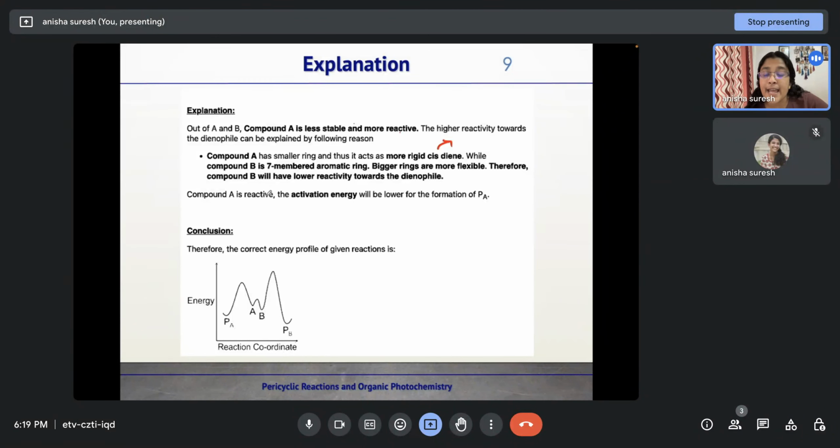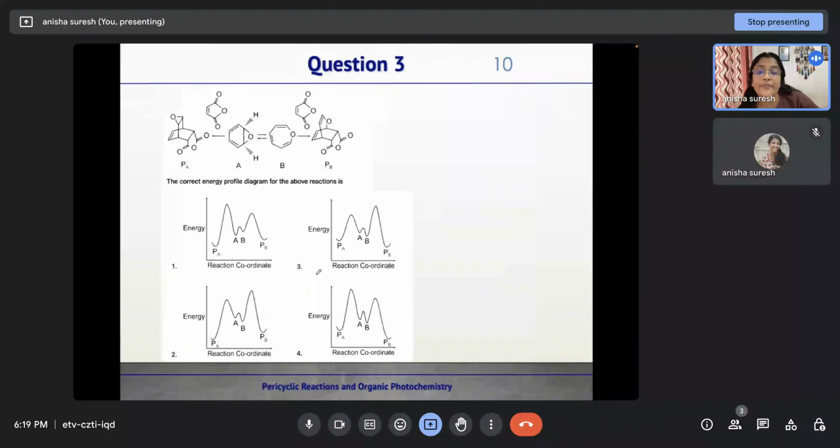Compound A is more reactive, so the activation energy will be lower for the formation of Pa. And because of the presence of that three-membered ring, the product Pa will have slightly higher energy than that of the product Pb. So the correct energy profile diagram will be option 3. I hope this is clear.